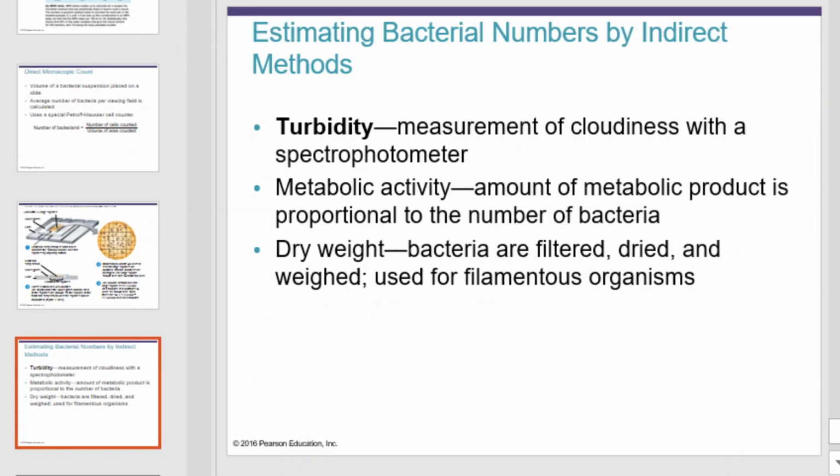We can estimate bacterial numbers by indirect methods. Probably the easiest indirect method involves turbidity. Turbidity is the measurement of cloudiness with a spectrophotometer. Basically, if a solution is nearly translucent or see-through, then your microbial load is low, and vice versa. We can also use metabolic activity, which is the amount of metabolic product that is produced proportional to the number of bacteria, or dry weight, where the bacteria will be filtered, dried, and weighed using filters of some sort.